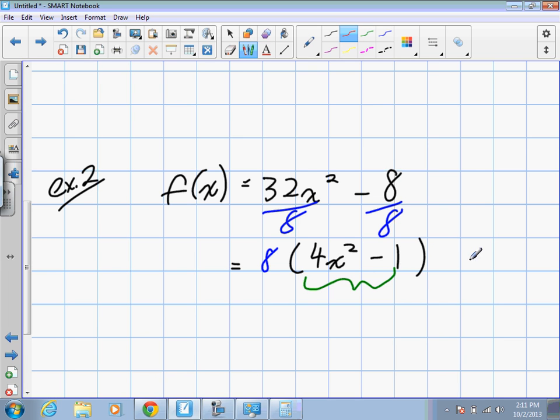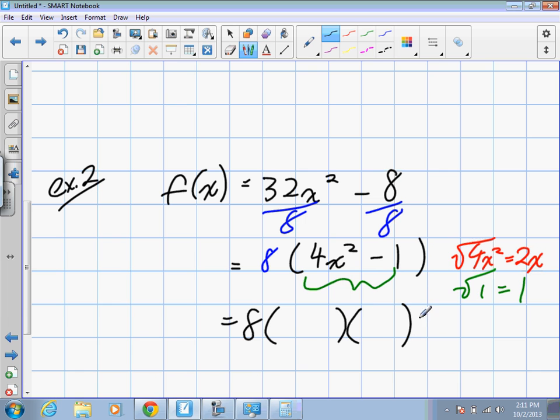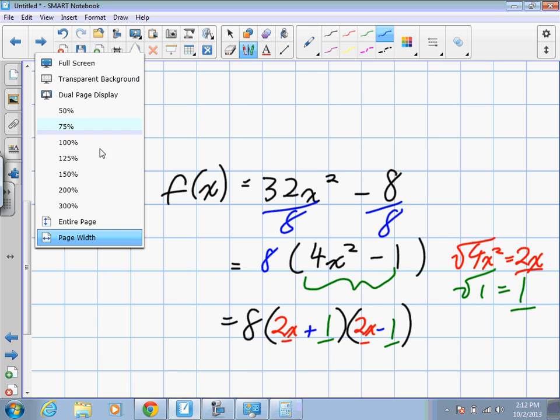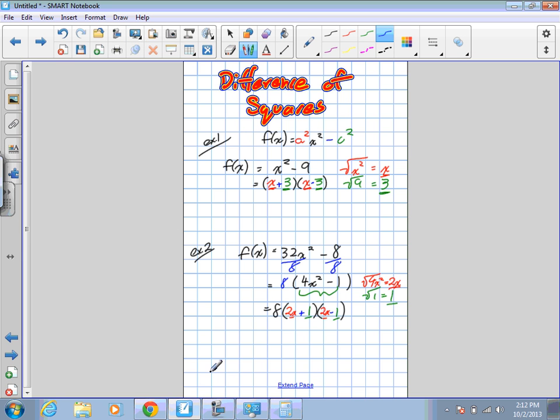What's the square root of 4x squared? 2x. And what's the square root of 1? 1. Great. So when we go to factor this, we have our two brackets. The first term is the first term in each bracket, so 2x. And the last term is the last term in each bracket. And what operations do we put? Plus and a minus. And that's it. So why is it added plus?